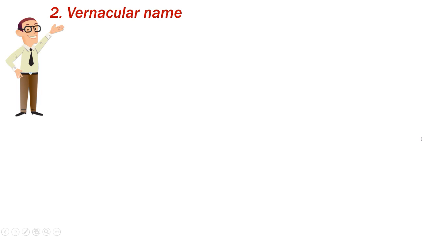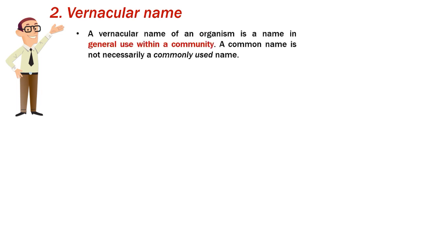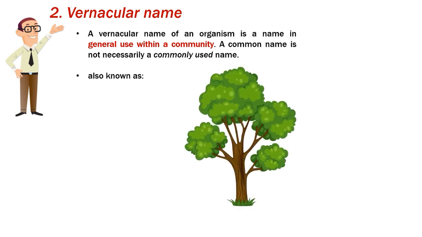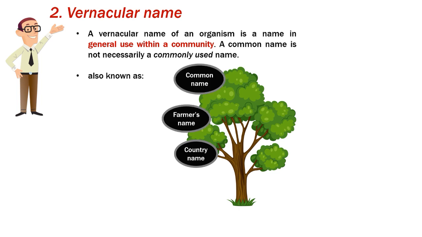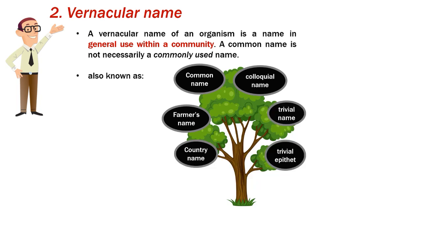And now, I will show you how to write a vernacular name. A vernacular name of an organism is a name in general use within a community. A common name is not necessarily a commonly used name. Vernacular name is also known as country name, farmer's name, common name, colloquial name, trivial name, or trivial epithet.